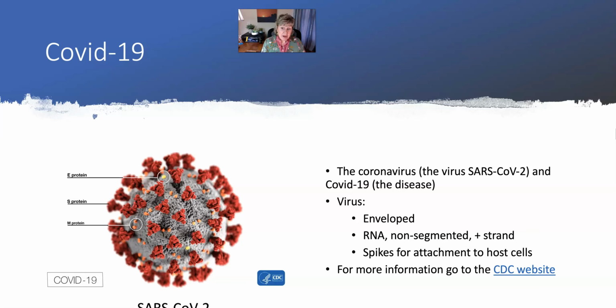It's an RNA virus, positive strand. That just means it acts like messenger RNA in your cells. It directly starts making viral proteins when it gets inside your cells. I know we haven't gotten to that yet in lecture. And it has some spikes that are necessary for attachment to your cells.